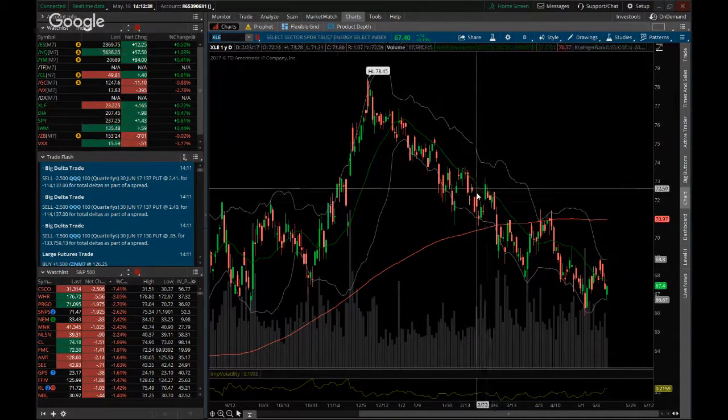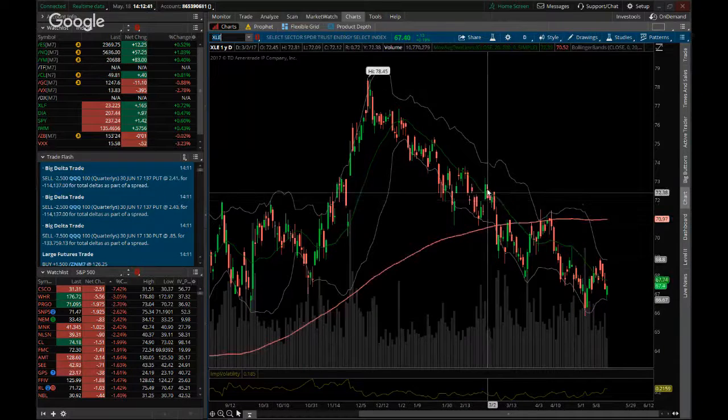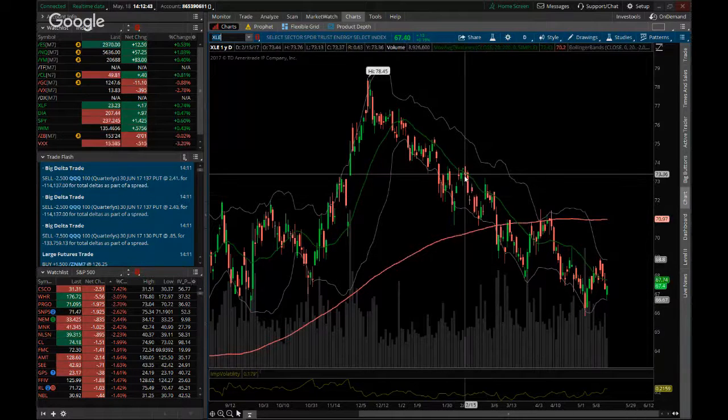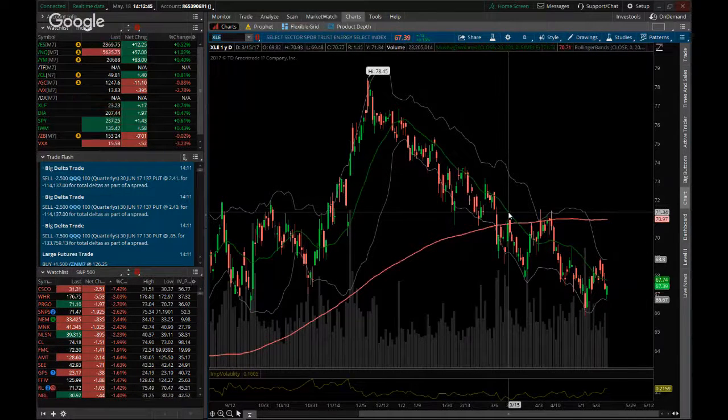Remember, it's a rubber band. It's not a perfect ceiling. So you're going to have to see little pokes above and below. You can change the moving average also. I just like the 20 because it seems like everybody else uses it.